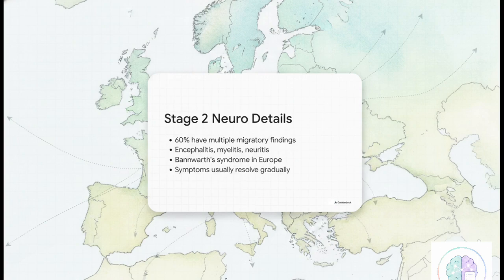The truly vital concept to grasp here is that these neurological findings don't just stay put in one place. They are frequently migratory, and roughly 60% of patients actually experience multiple neurological findings simultaneously. Other possible neuroinvolvements include encephalitis, myelitis, and peripheral neuritis. There's also a highly specific regional variation you should keep in your back pocket. Over in Europe, the most common manifestation is Bannwarth syndrome. This primarily hits the peripheral nervous system and involves chronic lymphocytic meningitis, peripheral neuropathy, and radiculopathy. Luckily, even without intervention, these Stage 2 neurological symptoms do usually resolve gradually over time.